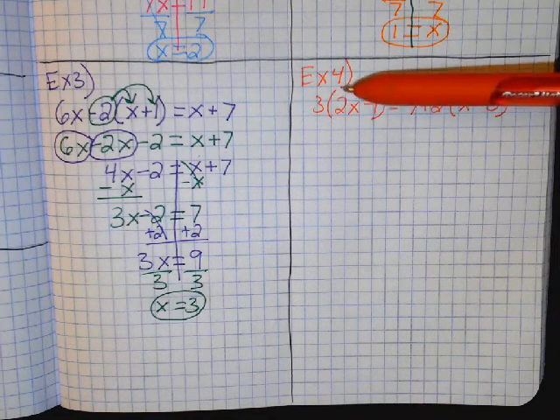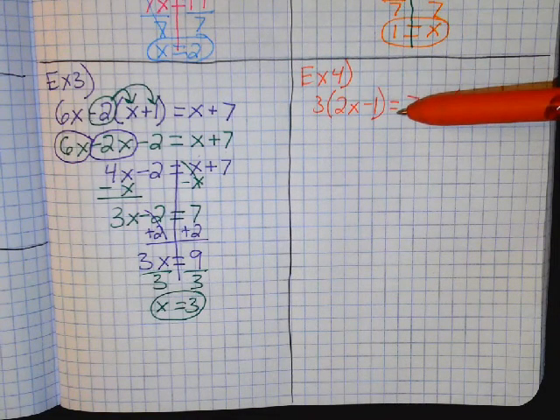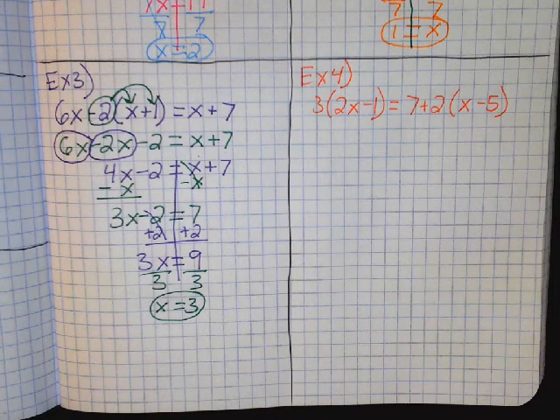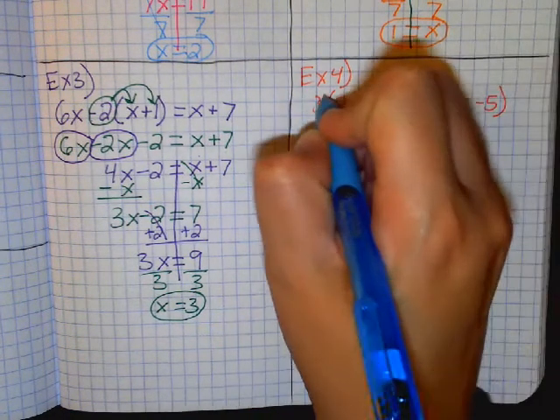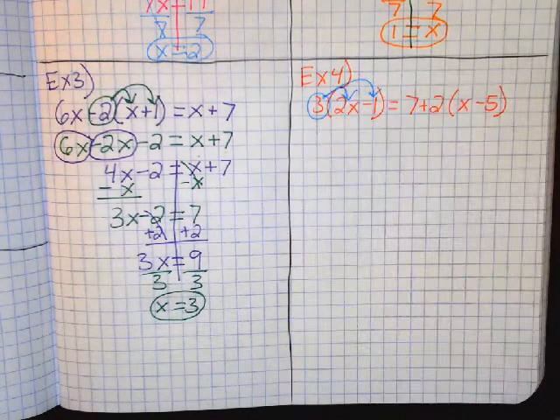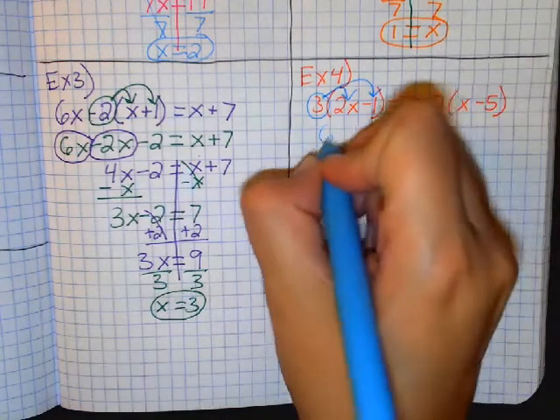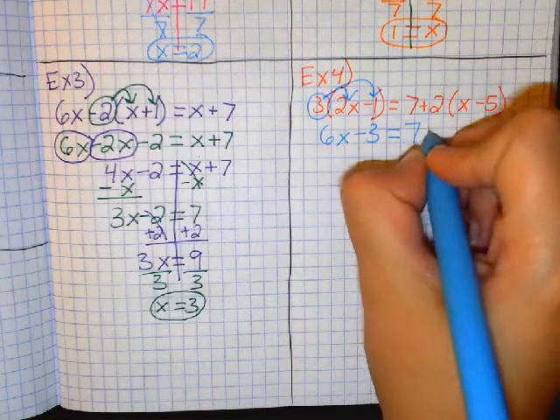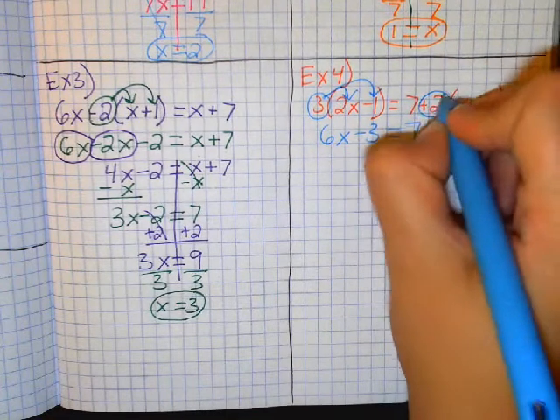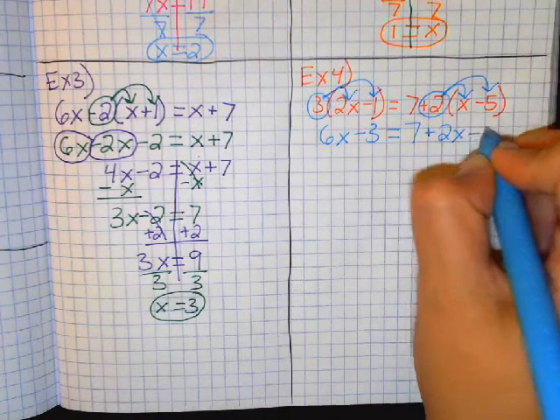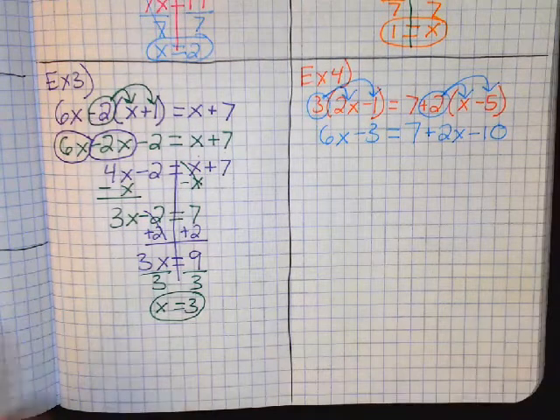My last example. 3(2x minus 1) equals 4 plus 2(x minus 5). I have things to distribute on both sides. Distribute my 3 into my 2x, as well as my 3 into my negative 1. 3 times 2x is 6x. 3 times negative 1 is negative 3. And that is equal to 7 plus 2 times x, which is 2x, 2 times negative 5, which is negative 10.